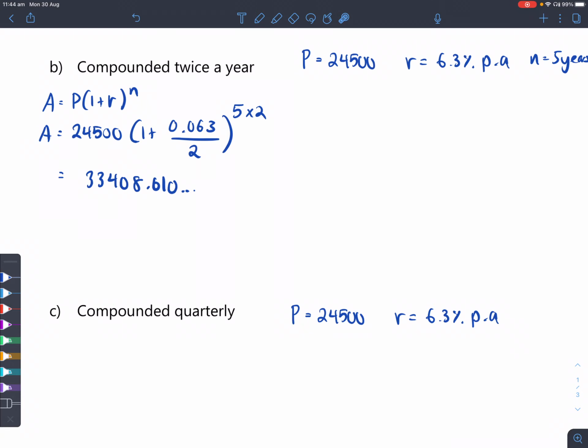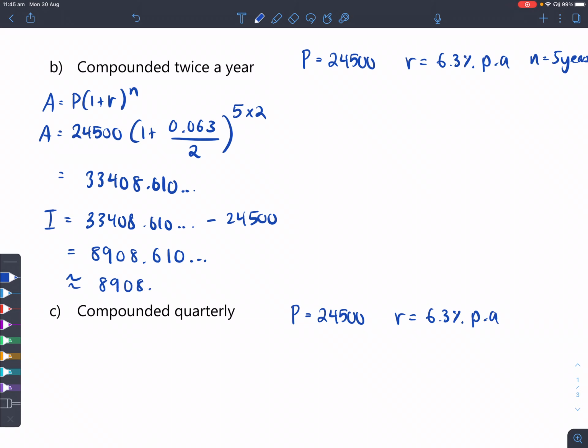All right, let me just put that on my calculator again, just so I don't lose it. Okay, I've got it on my calculator. Then we've got our interest equal to 33,408.610. That's the number that we just got. Then we subtract it by 24,500. So if I do that, I will get 8,908.610, and so on. And so that rounds to around 8,908.61. Right, so that's our interest.